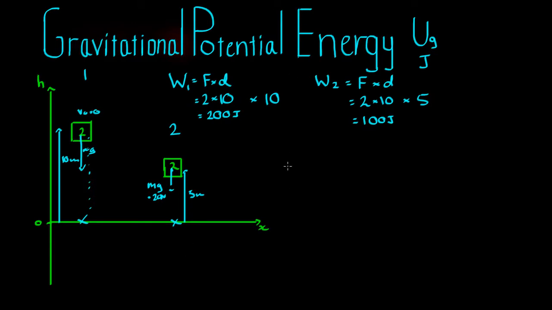Notice the general formula for the work that's being done on this block before it hits the ground is mg, which is the weight force, times height, the height it started at. So that's mgh. And this is actually the formula for our gravitational potential energy, mgh.